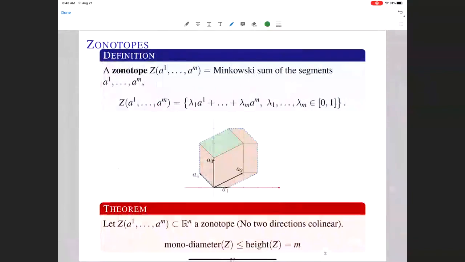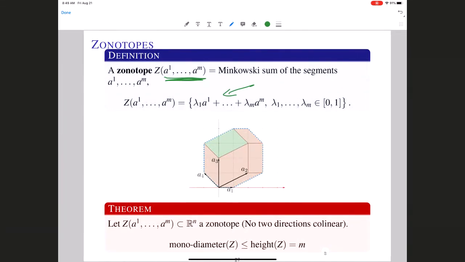Okay, so I want to present to you our theorems bounding the monotone diameter. And for that, I need to introduce a family of polytopes very quickly. So a zonotope. What is a zonotope? You give me m edges, a1, a2, ..., am, and I take all possible Minkowski sums of these edges. In algebraic terms, this means I'm taking all combinations of these edges with numbers lambda 1, lambda 2, ..., lambda m between 0 and 1.